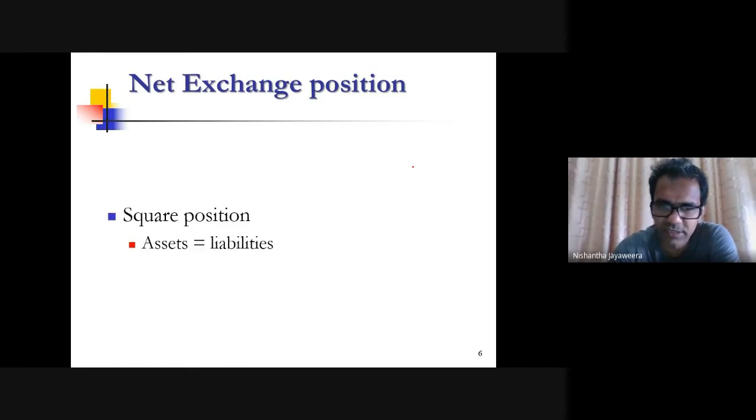So the third position is the square position. That means a zero gap. That means there is no difference between assets and liabilities in foreign currency or whatever the currency. Assets and liabilities are the same amount. We call it a square position.